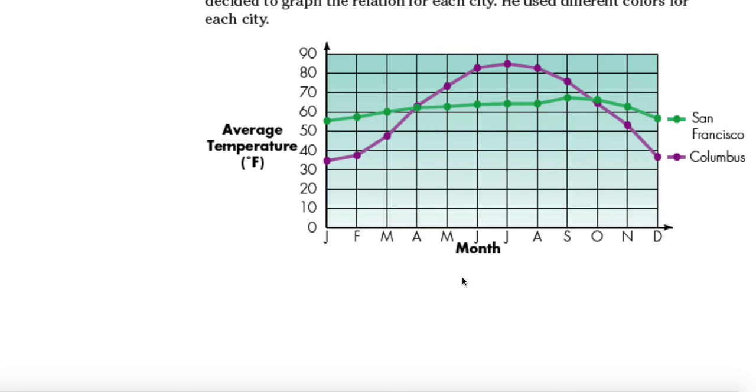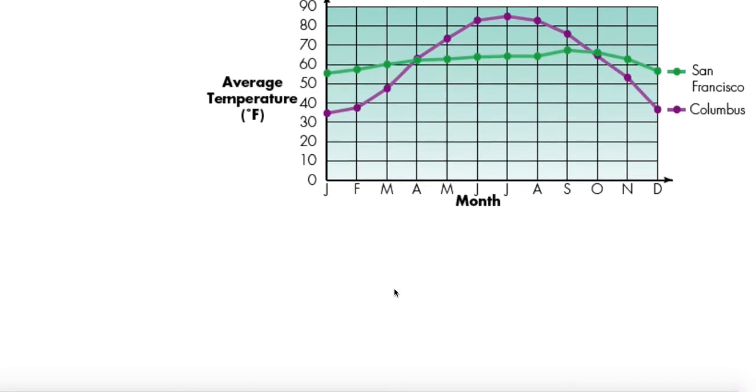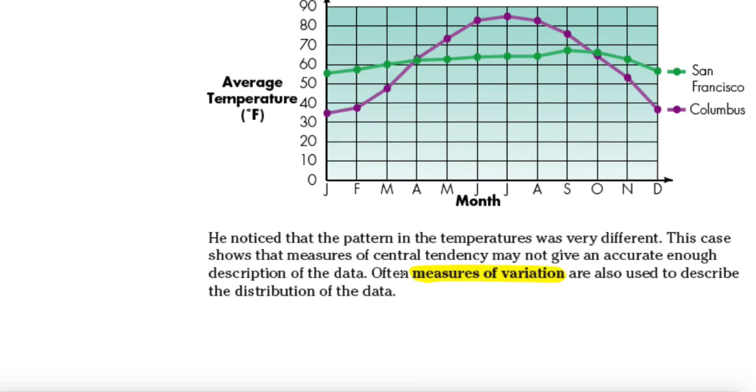He noticed a pattern in the temperatures was very different. This case shows that measures of central tendency, which is what he did first, finding the mean and finding the median, may not give an accurate enough description of the data. Often measures of variation are also used to describe the distribution of data.